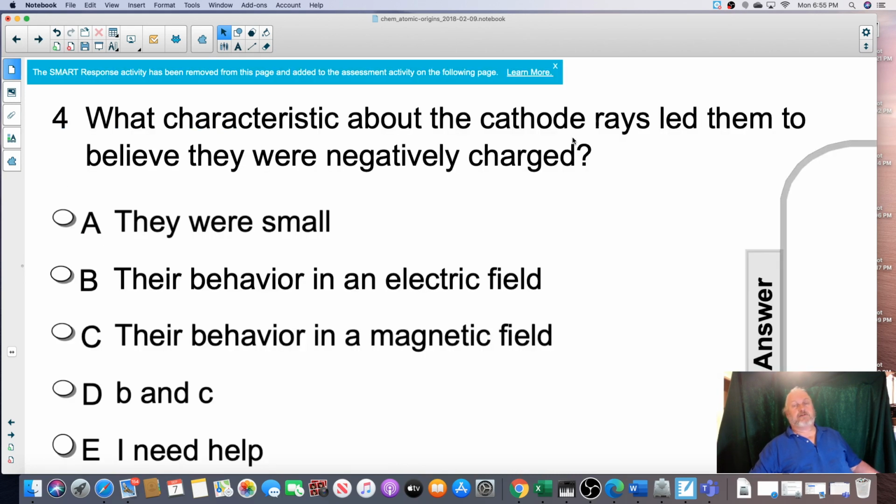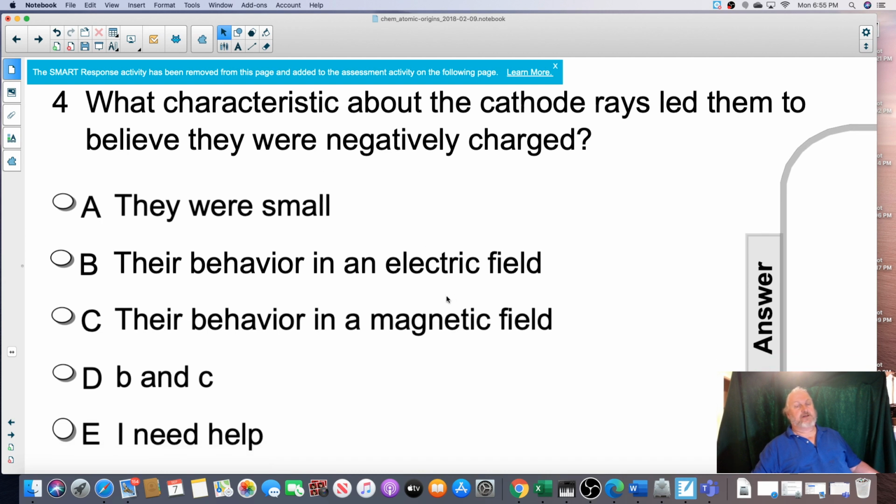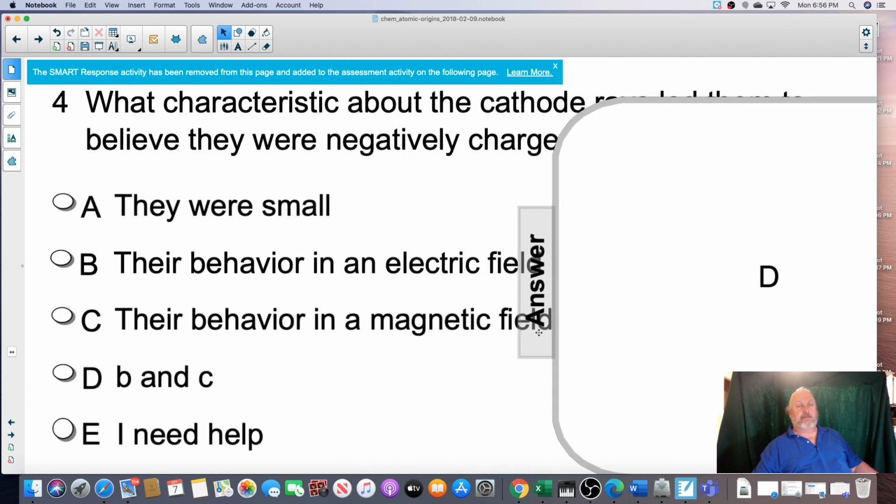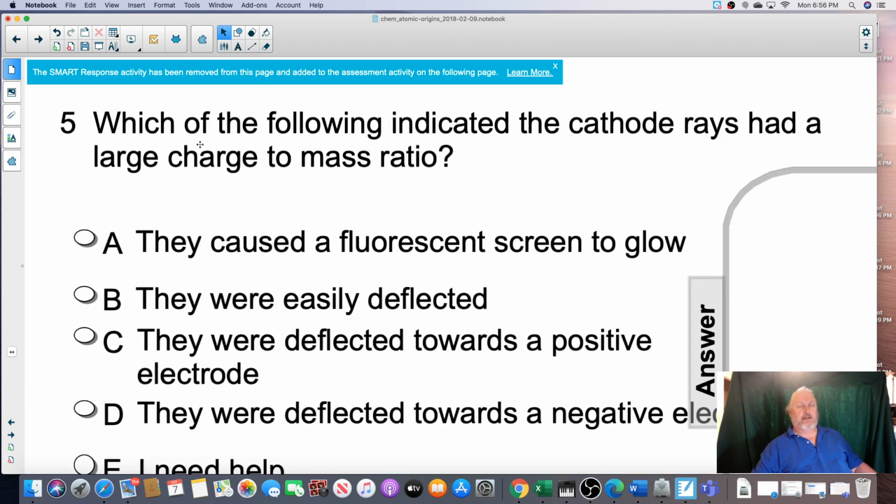Now, what characteristics about the cathode ray led them to believe that they were negatively charged? Let's see. They were small? Well, we don't know. Their behavior in an electrical field? Well, yeah, we talked about that. Their behavior in a magnetic field? Yeah, we talked about that. Or B and C? Well, let's try D, B and C.